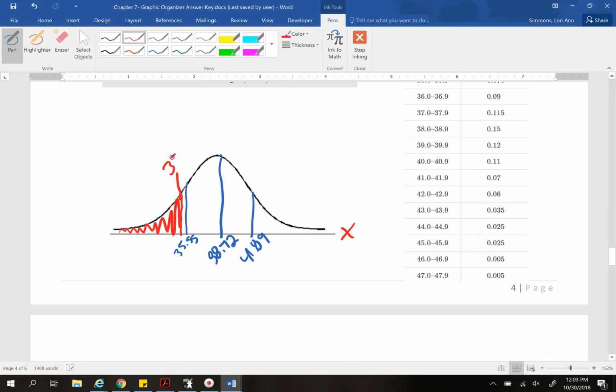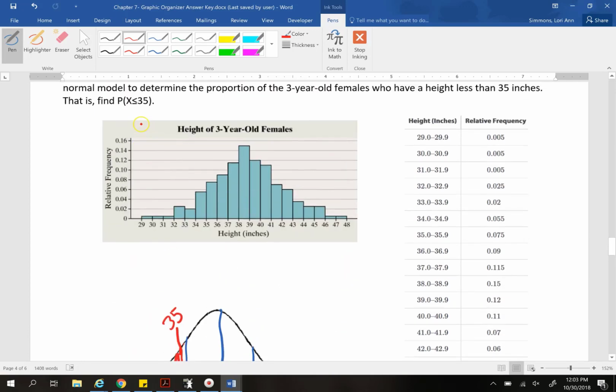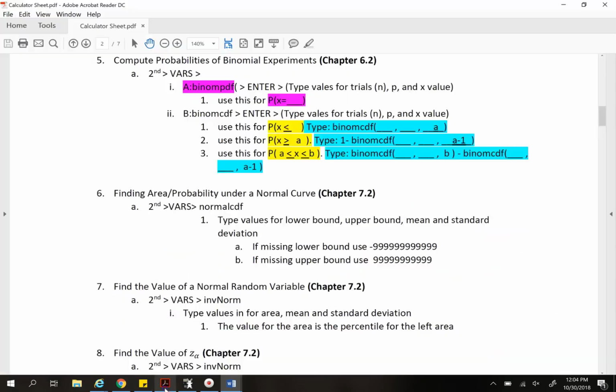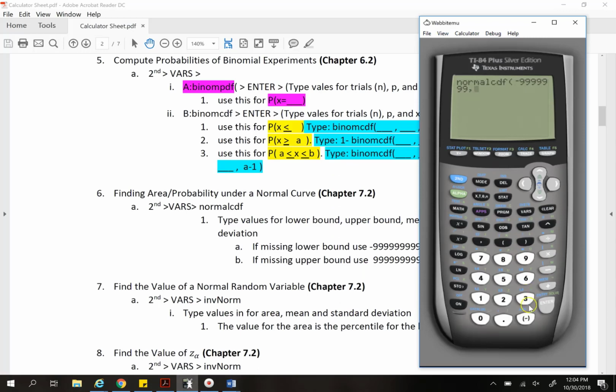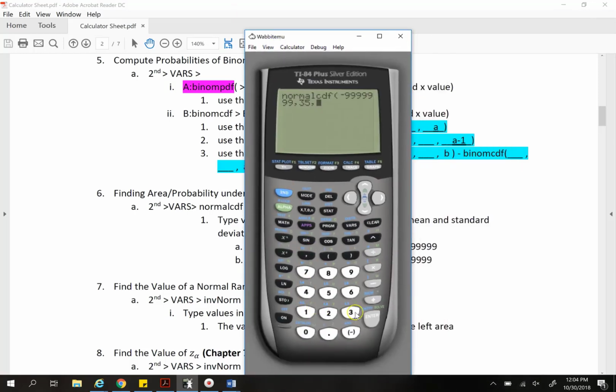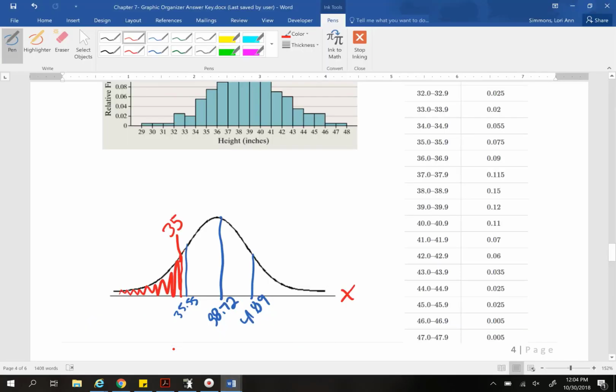This red is 35 because of this. So 35. And then our mean was 38.72. And then our standard deviation was 3.17. So it's 0.1203. So this shaded area is 0.1203 or 12%.